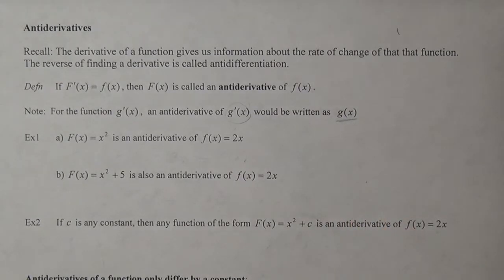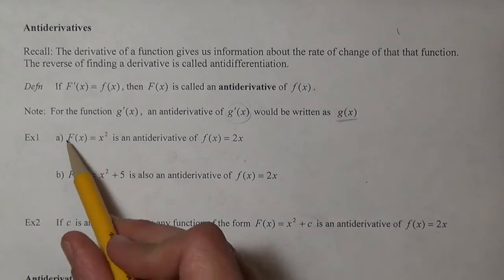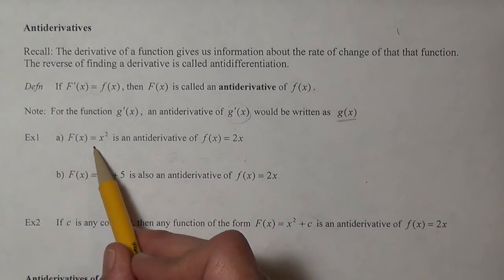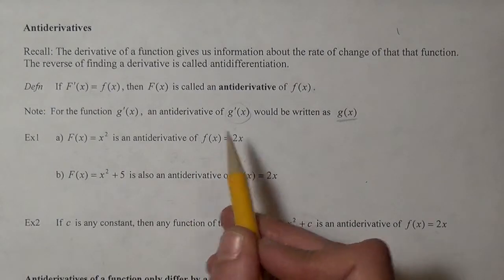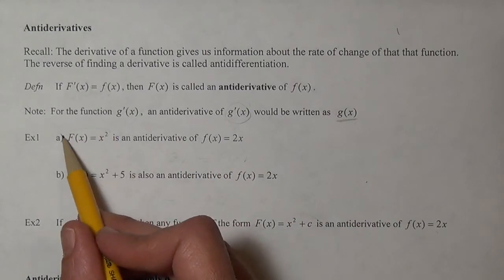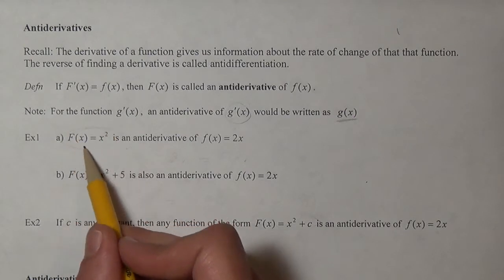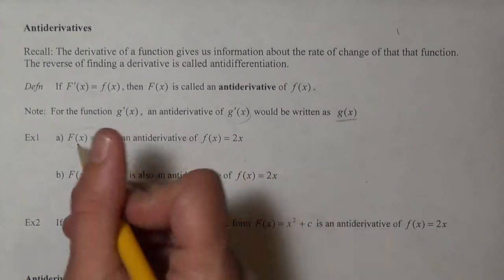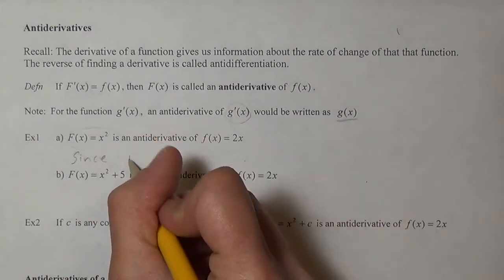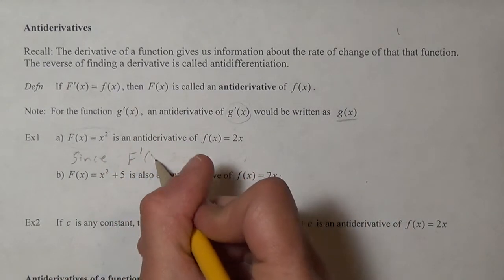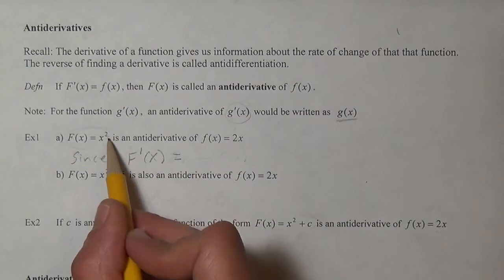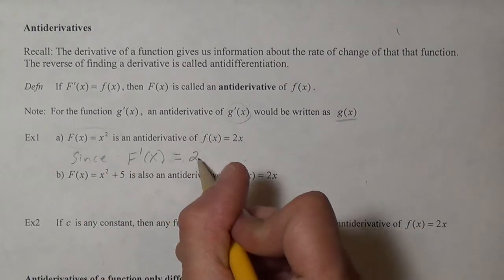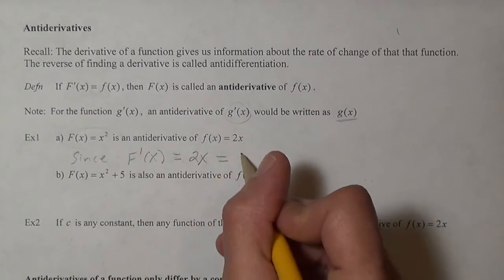So for example 1a, for the function capital F of x equals x squared, this is an antiderivative of 2x. And this is an antiderivative because if I take the derivative of x squared, I'm going to get 2x. So since capital F prime of x, the derivative of capital F, equals, if you recall your derivative rules, bring the power out front to multiply and then subtract 1 from the power. So this would be 2x, which is little f of x.